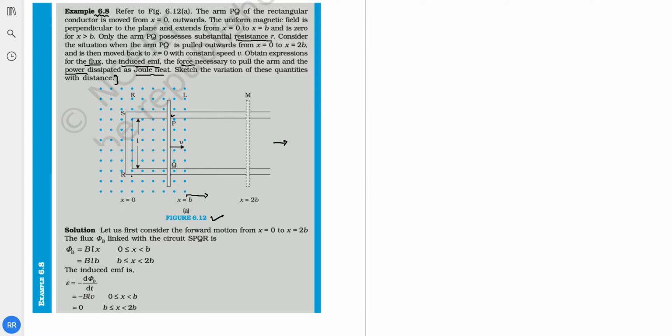So to start with this discussion, हमें क्या क्या करना है. एक flux निकालना है. We have to find flux, number 1. Number 2, you have to find induced EMF. Number 3, you have to find force. And number 4, you have to find the power dissipated as heat. Okay, और इसको दिखाना है.